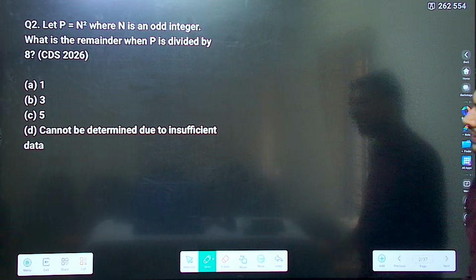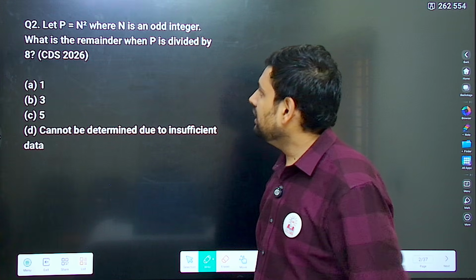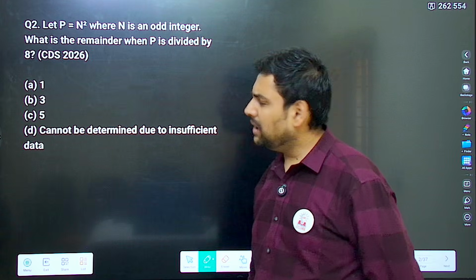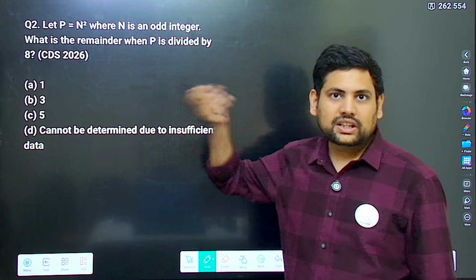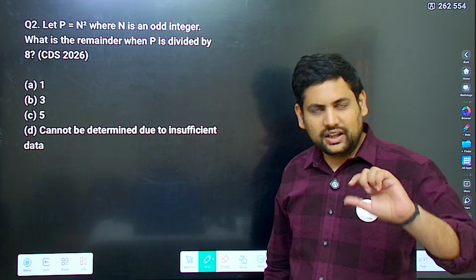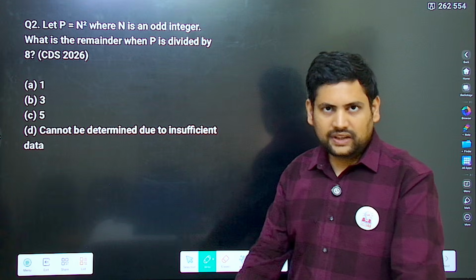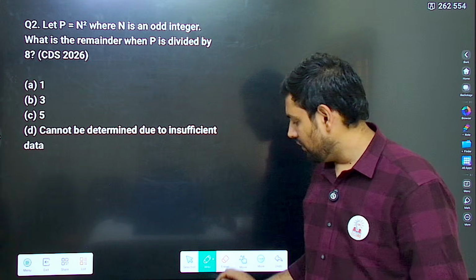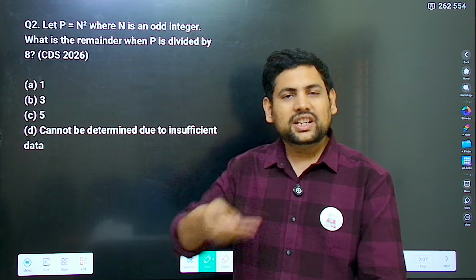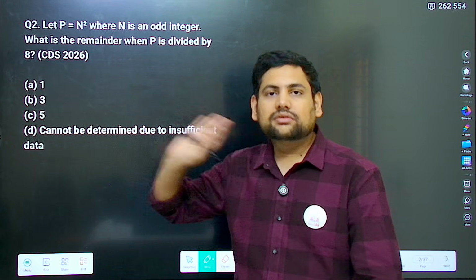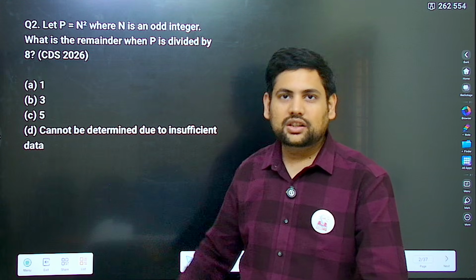Let's do the next one. Let p equal n square, where n is an odd integer. The remainder when p is divided by 8. Now, you need not go into the detail of questions like these, which involve a random variable and ask you about something. You only need to think in terms of examples, nothing much. Just check for 3-4 numbers. If you're getting the same result each time, mark it.